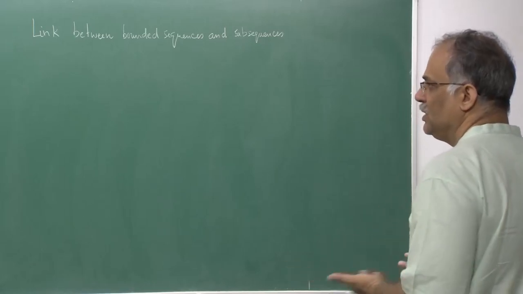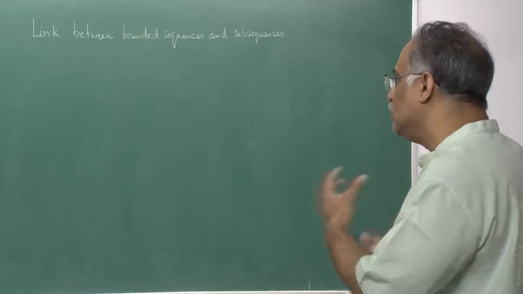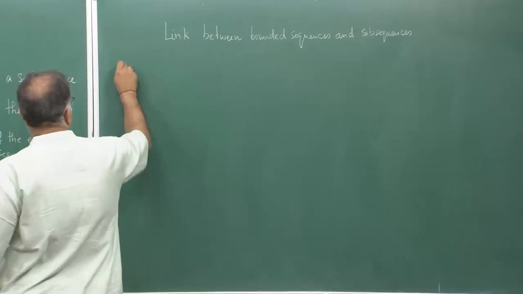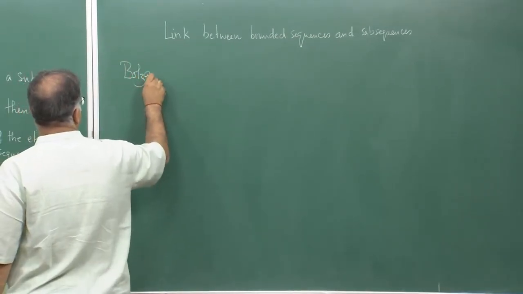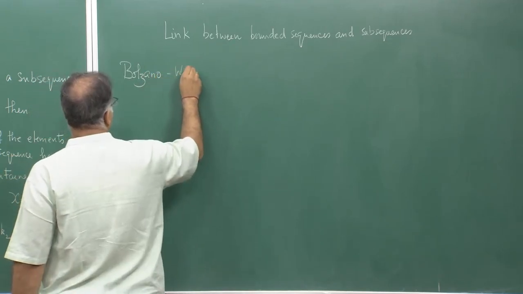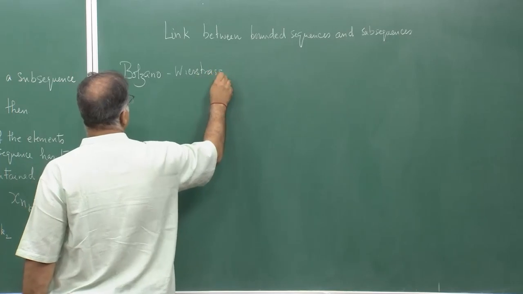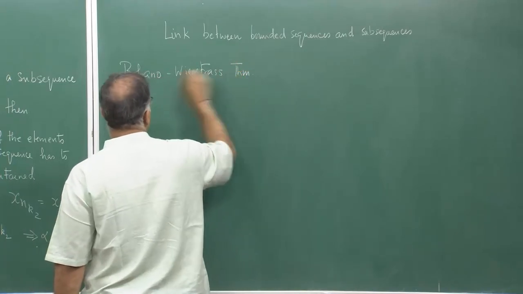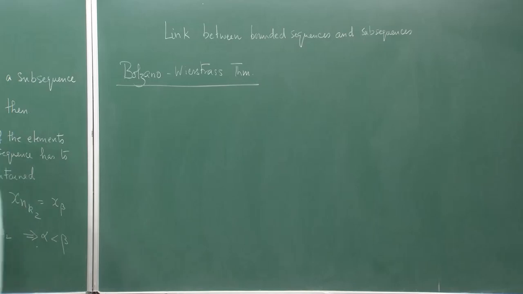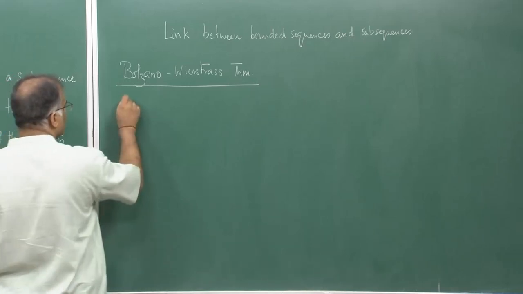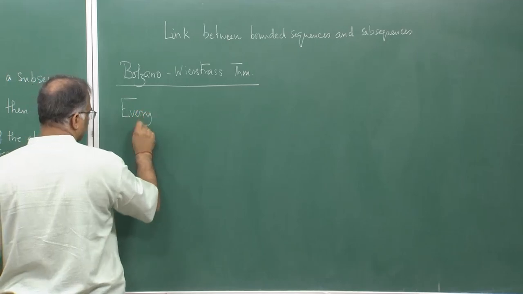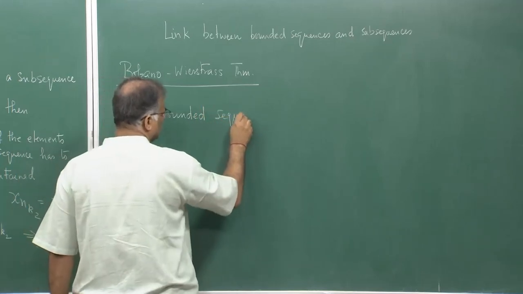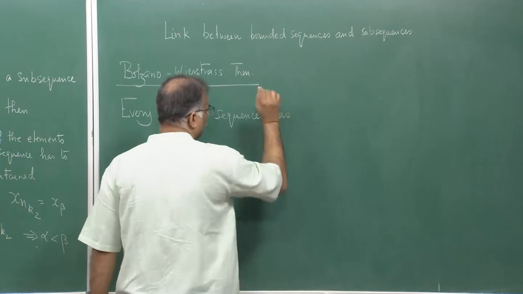If you choose some subsequence in a bounded sequence, what happens? Does convergence have something to do with subsequences? Here is one of the most important theorems in all of mathematics, the Bolzano-Weierstrass theorem, and this thing gets repeatedly applied. It is also available in higher dimensions. This is a key fact which says that every bounded sequence has a convergent subsequence.